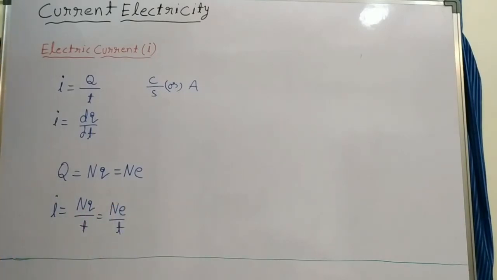Suppose for example you take a conductor, and through the conductor within 1 second, how many electrons are passing? N is the number of electrons, t is the time taken, e is the charge of an electron. Then what is the current flowing through the conductor? That is Ne by t we can write.